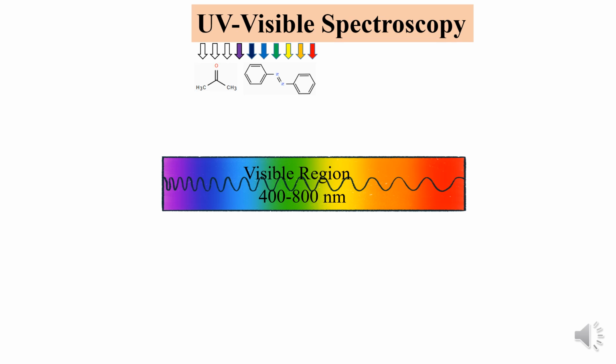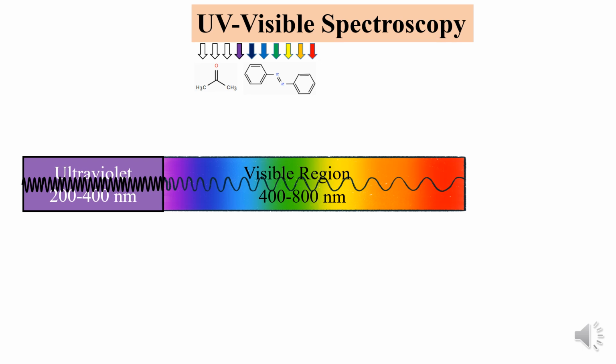Now, what is UV visible spectroscopy? UV visible spectroscopy is a scientific study that involves the interaction of UV radiation or visible radiation with the molecule. The molecule under study can absorb either the UV radiation or the visible radiation, and that depends on the type of chromophore present in the molecule under analysis. An outcome of this interaction is absorption of radiation of a particular wavelength. The visible region ranges from 400 to 800 nanometers, while the ultraviolet region ranges from 200 to 400 nanometers.